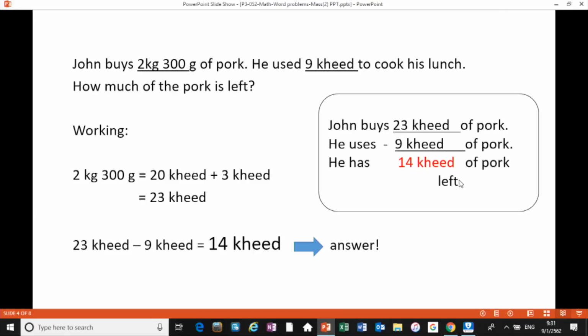Excellent, guys. You understand? John buys 23 keys of pork. But then, for his lunch, he must have had a big lunch. He used 9 keys. So how many keys of pork are left? 14 keys. Excellent.